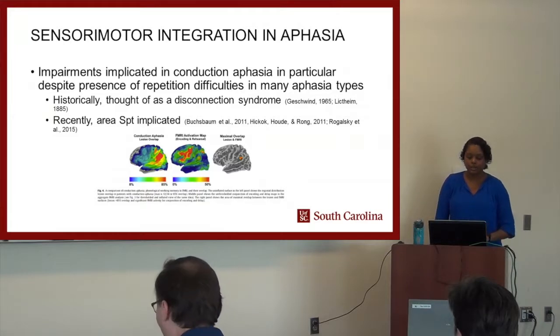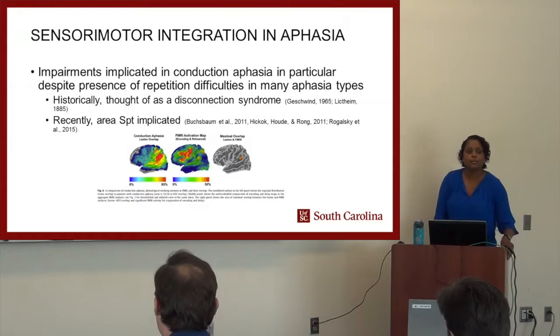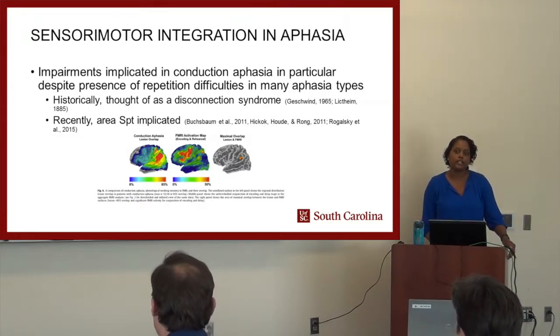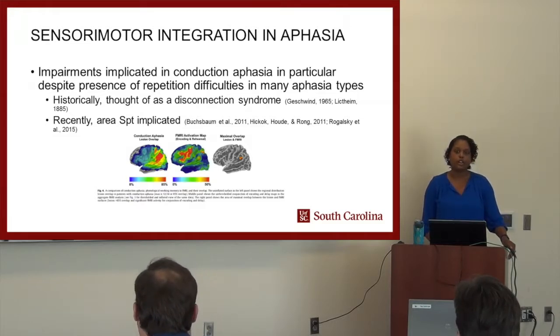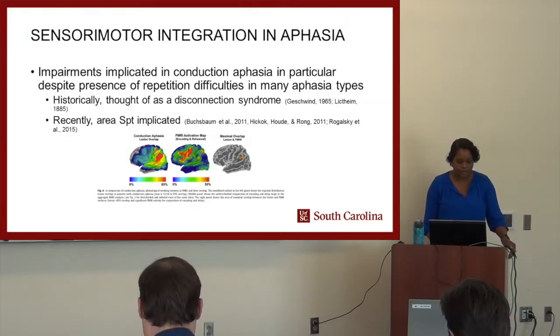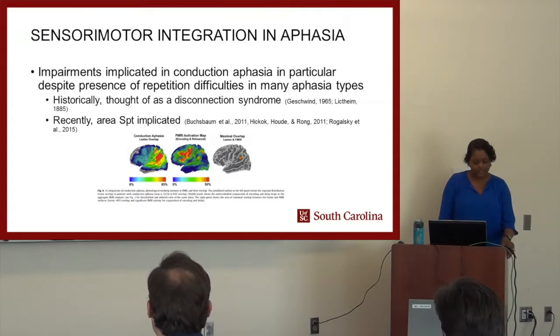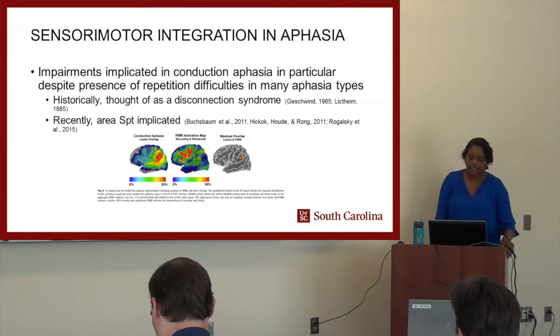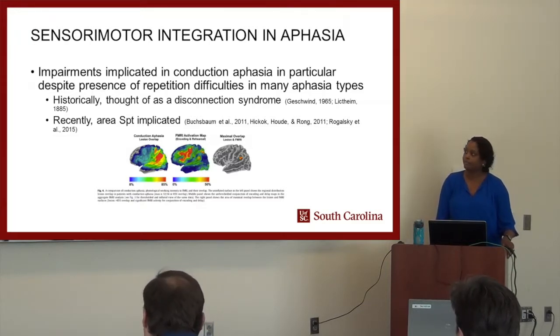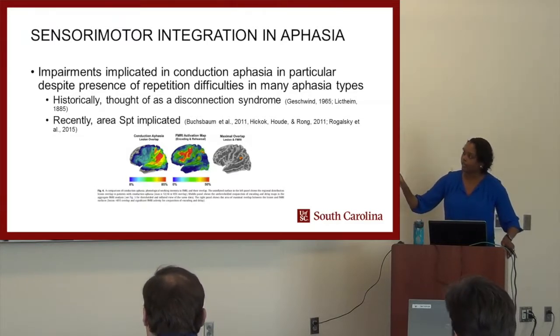And then let's get to sensorimotor integration impairments in aphasia. This type of impairment is often implicated in conduction aphasia because of their unique impairment profile. While fluency and comprehension is relatively preserved, they have a lot of difficulty with repetition. Historically, it's been thought of as a disconnection syndrome, but more recently, area Spt has been implicated. You can see Spt highlighted in the brain on the right.